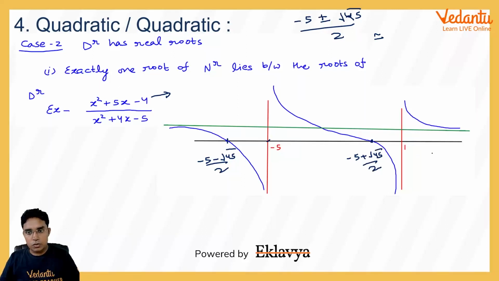Okay, so this one was the danger line, -5 was the danger line, and these 2 points are where this numerator is becoming 0. So this is how your graph would be. It will be strictly decreasing, and this is the line I told you, y is equal to 1. Okay, and from this also you can think of what will be the range of this quadratic upon quadratic.